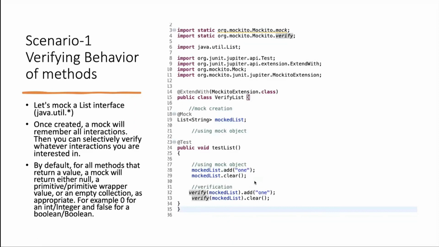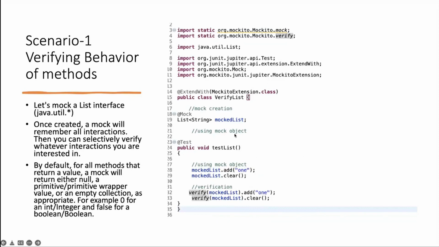And then you see, by default, for all methods that return a value, a mock will return either null, a primitive wrapper value, or an empty collection as appropriate. So for example, add is a method. You are just mocking it. You are using the mock object, and we are passing here 1. Implicitly, the return value will be null or a wrapper value. For example, if it is integer, it will be 0. If it is Boolean, it will be false.